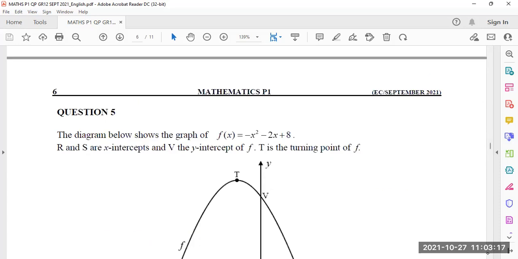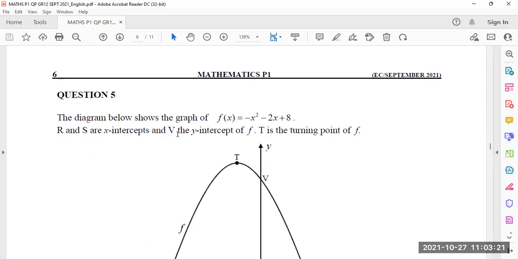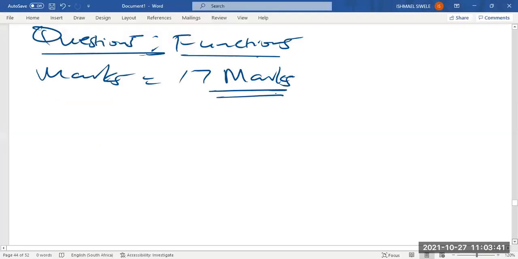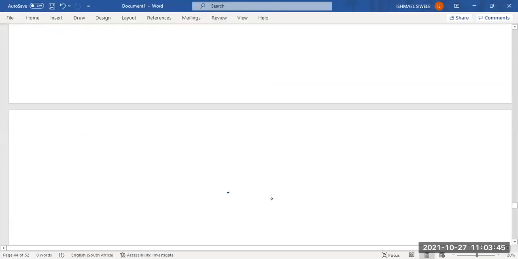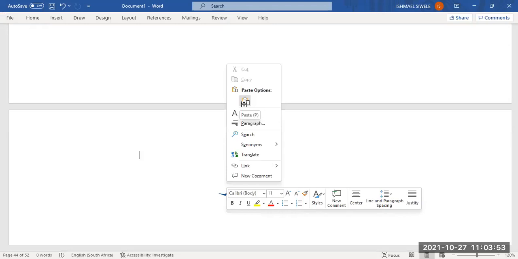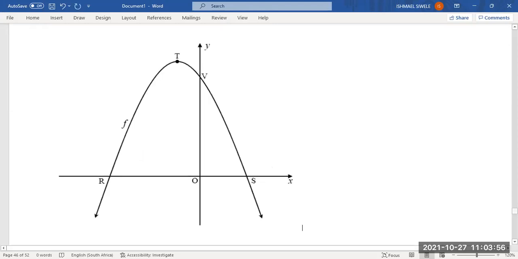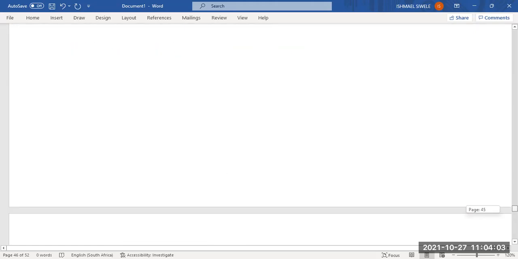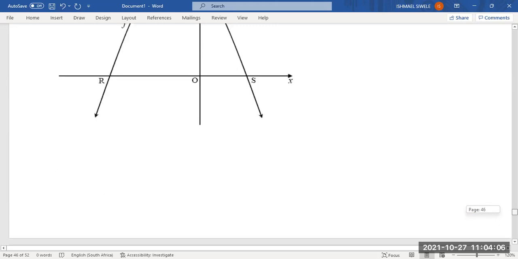Okay. So here, what are they saying? They are saying the diagram below shows the graph of f of x equals negative x squared minus 2x plus 8, right? That's a parabola. So let me just retrieve it from the question paper and put it on my answer sheet. There we are. The fact that I've written something there makes me have the graph on the next page, which is fine.